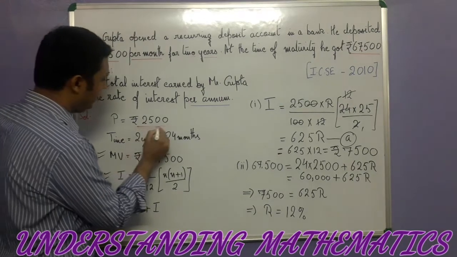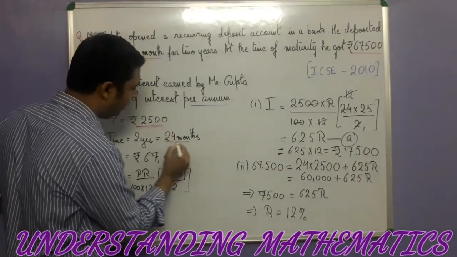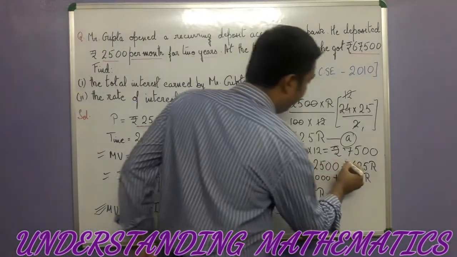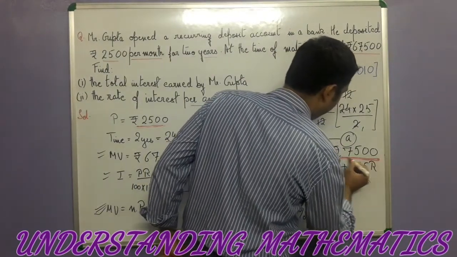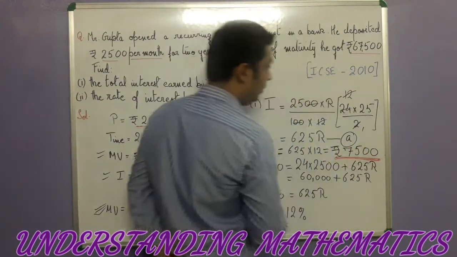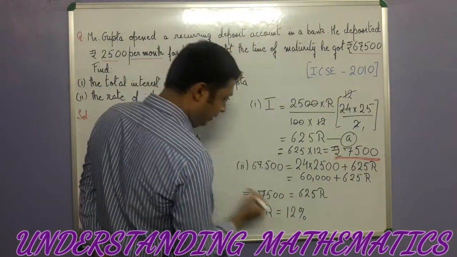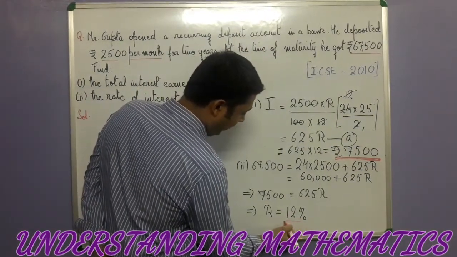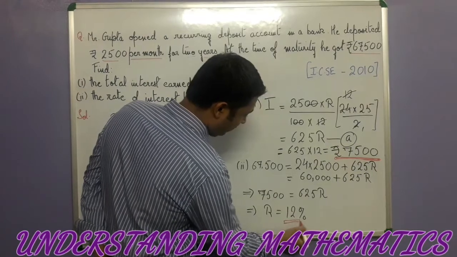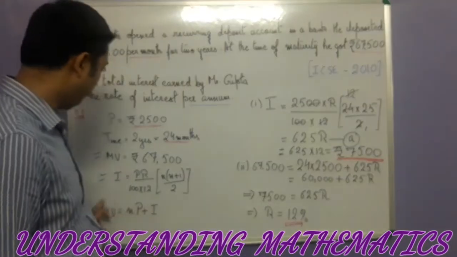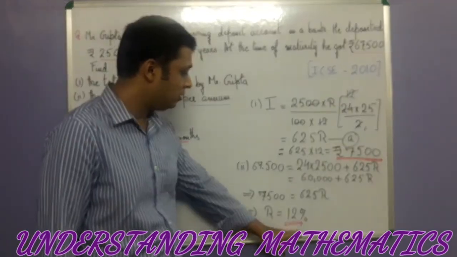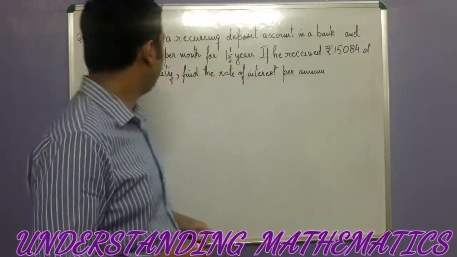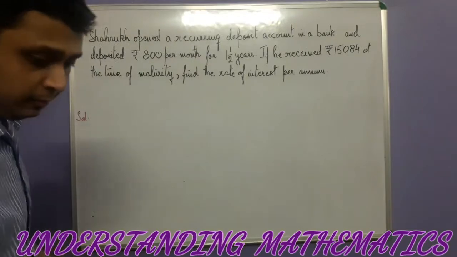He was submitting this amount for 24 months, and then he was getting an interest of 7,500, and then he had the rate of interest which we found out using the formula on maturity value. Your rate is 12%.